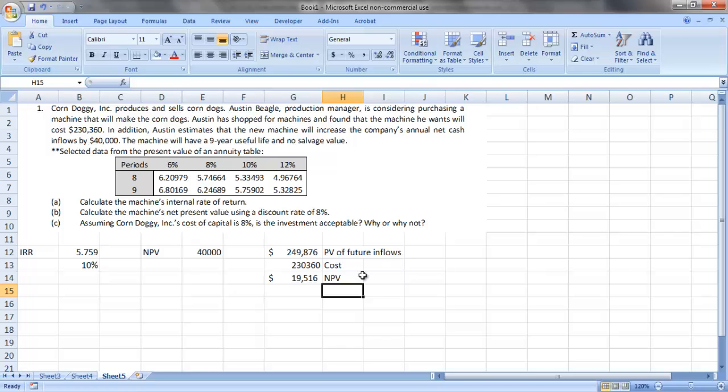Part C asked us to determine if the investment was acceptable using a cost of capital of 8%, and the answer is yes. If net present value is greater than 0, we can assume the project is acceptable. At the same time, if our internal rate of return of the project, in this case 10%, is higher than our cost of capital, in this case 8%, we can also conclude that the project is acceptable.